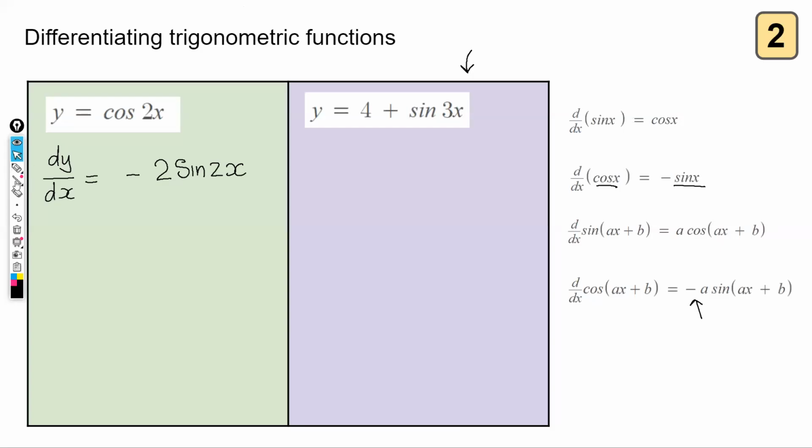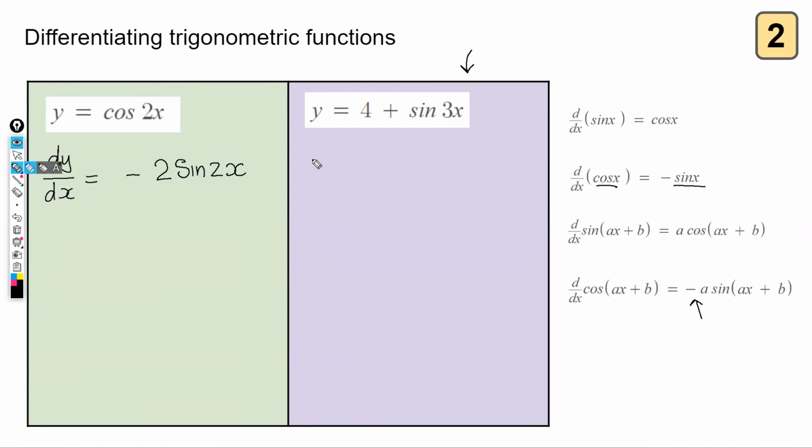I want to point out something. Some people are interpreting this as sine 3x plus 4, but there's a big difference. If this was in brackets, that means this whole thing would belong to the sine, like in this case here. But you notice this 4 is not really affiliated with the 3x. He's completely separated from that 3x.